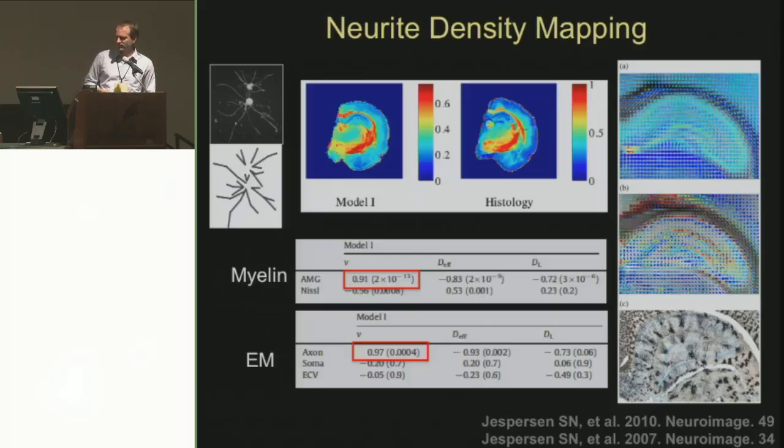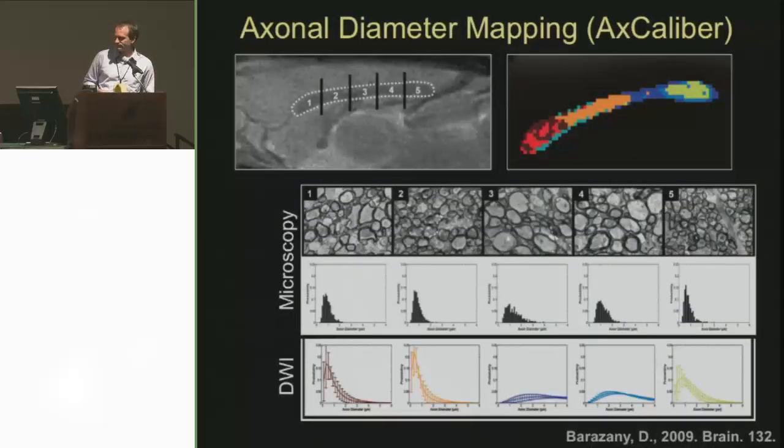So one example of that, Jesper et al., as we've heard, model neurites as impermeable cylinders. And in this case, I won't go into all the details, but what they showed is really nice correspondence between their diffusion estimated neurite density and that estimated from histology, including electron microscopy. So again, starting with a density model, one knows what to evaluate going into the histology.